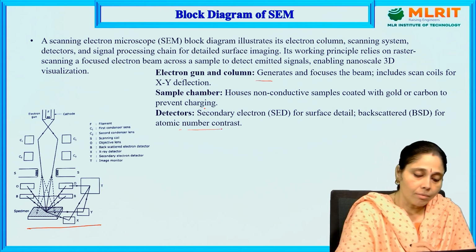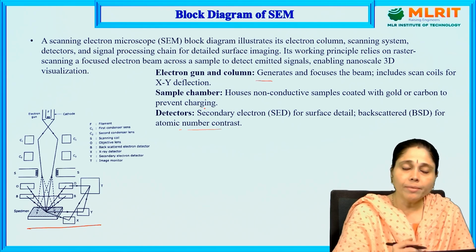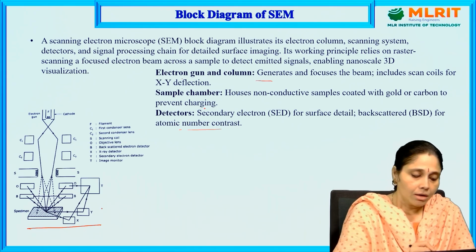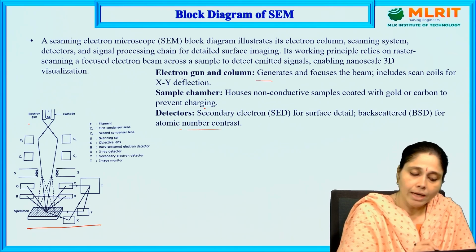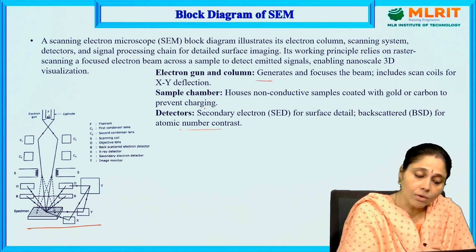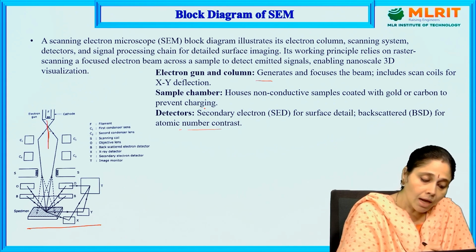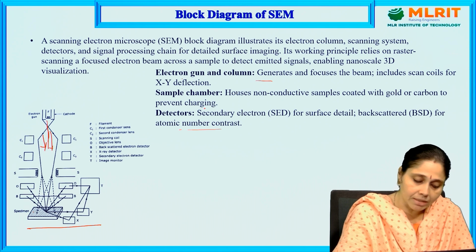Before going to the detailed explanation, let us see the figure. In the figure, an electron gun is there, a filament from which the electrons are released, and these released electrons are incident on the specimen.